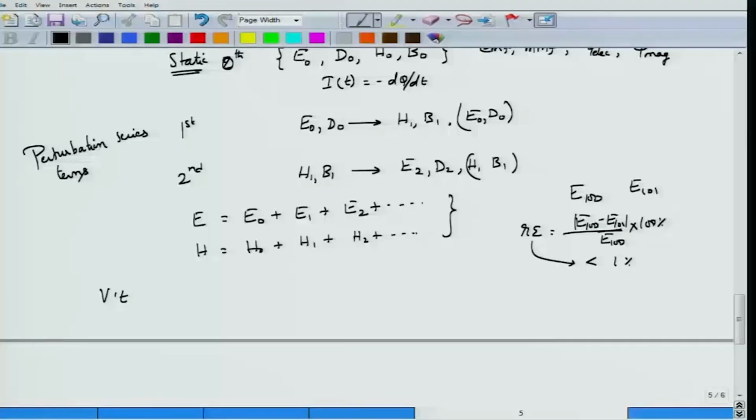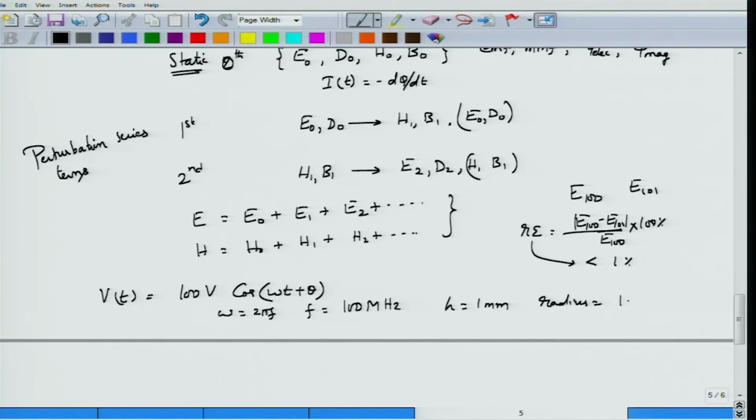Suppose I assume V of t to be some amplitude, let us say 100 volt amplitude, and it is a cosine wave varying as cos(omega t plus theta), and we will assume that omega, which is 2 pi f, has a frequency of 100 megahertz. So, this is quite clearly a very large frequency. The plate distance is, say, 1 mm and the plate radius is 10 centimeter.